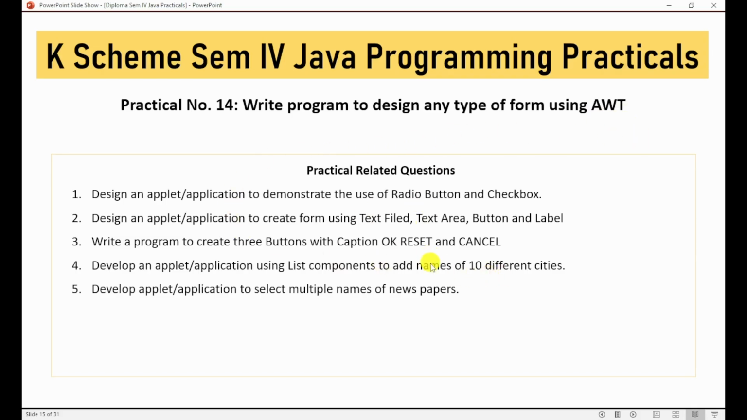We have used some controls like radio buttons, checkboxes, then TextField, TextArea, buttons, then list. All these controls are covered in this practical, and in the next practical we will see more controls having some more functionalities related to AWT. So this is how this practical is complete here.